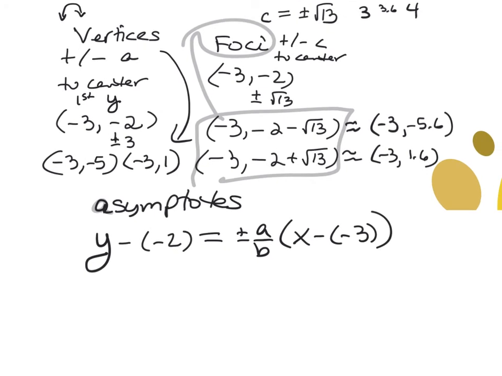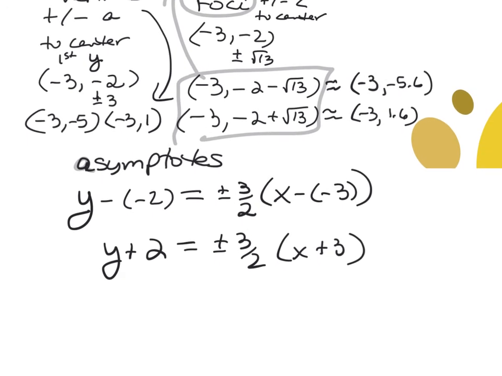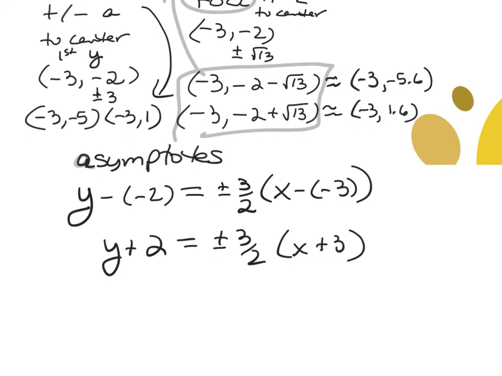And let me put in the a and the b, sorry. So the a and the b are going to be 3 over 2. So y plus 2, plus or minus 3 over 2, x plus 3. What's nice about this is, as far as graphing the asymptotes, you're just going to start at the center, and then you're going to move the slope. This is the slope, 3 over 2. And you're going to do it with a positive slope and a negative slope. So we'll start at the center, and then we just move the slope from the center.